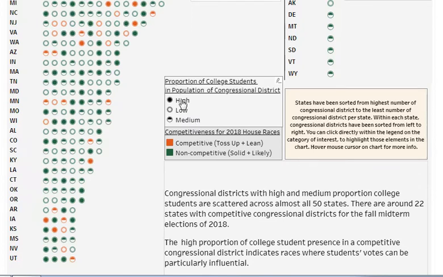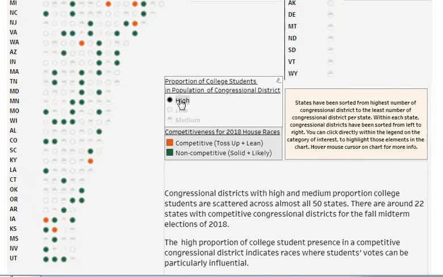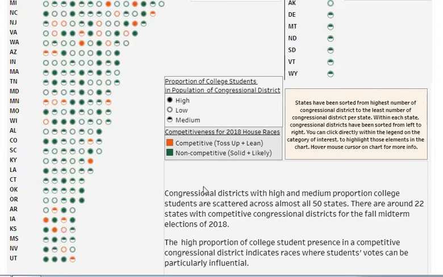For example, if you click on high in the legend, all the congressional districts with a high presence of college students will be highlighted. The second legend describes the competitiveness of the congressional district for the 2018 House races based on the recent data from the Cook Political Report. We have categorized toss-up and lean districts as competitive, and solid and likely congressional districts as non-competitive. For a detailed definition of these categories, please refer to the Introduction tab.